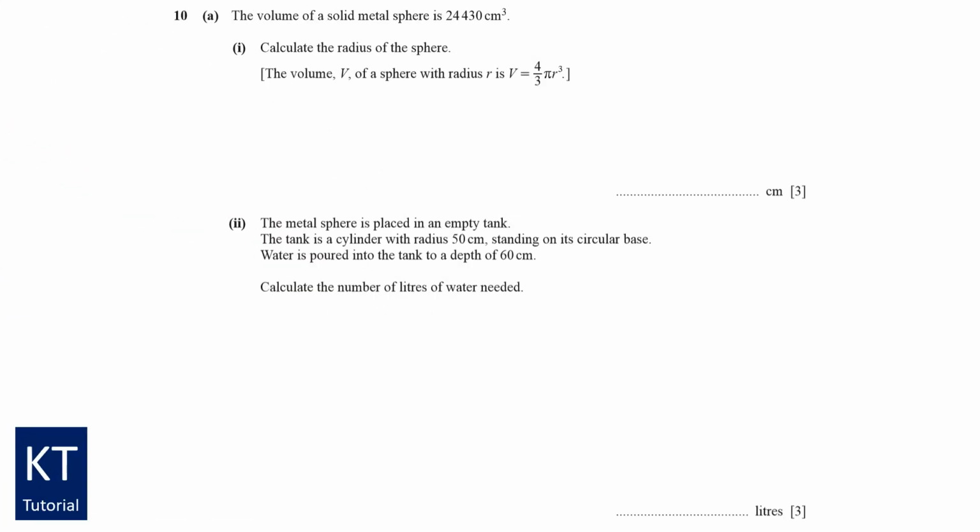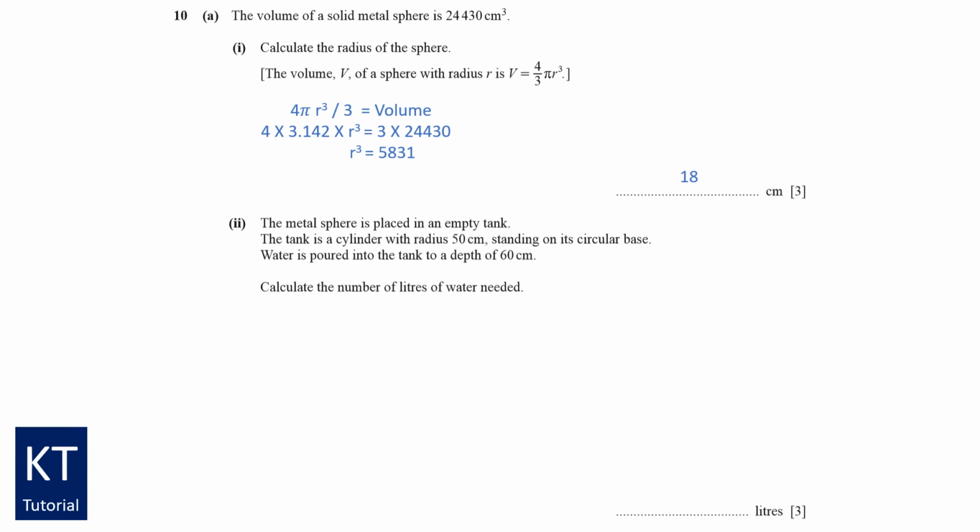Question 10a. The volume of a solid metal sphere is 24,430 centimeters cubed. Calculate the radius of the sphere. By applying the given parameters into the given formula, we can identify the value of r.